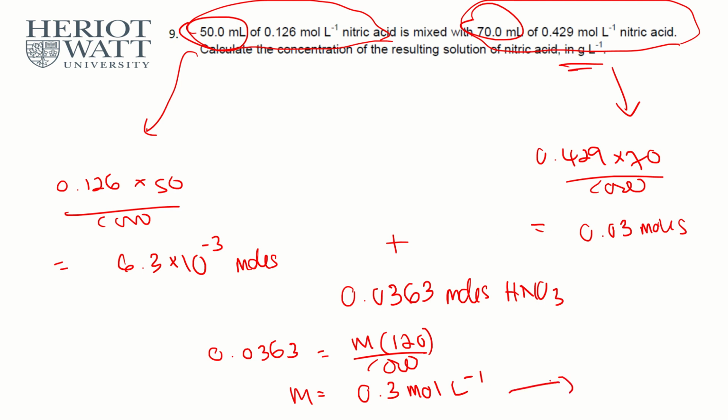How to change it into gram per liter? From mole to gram, you just need to multiply with the molar mass. Okay, molar mass of what? Molar mass of nitric acid. Make sense? So you multiply it with the molar mass of nitric acid, and automatically your answer will be 19.1 gram per liter. You will convert it from mole per liter to gram per liter. So this is the final answer for number 9.